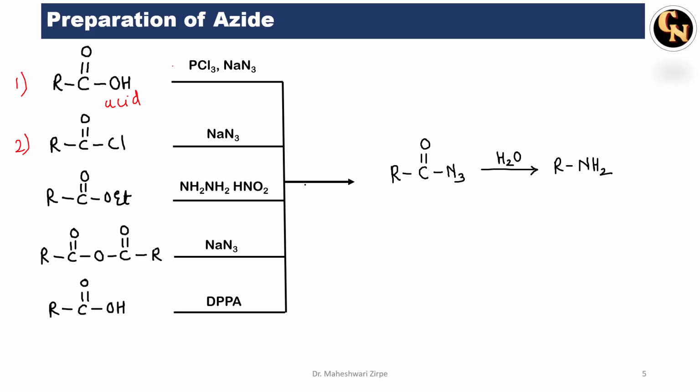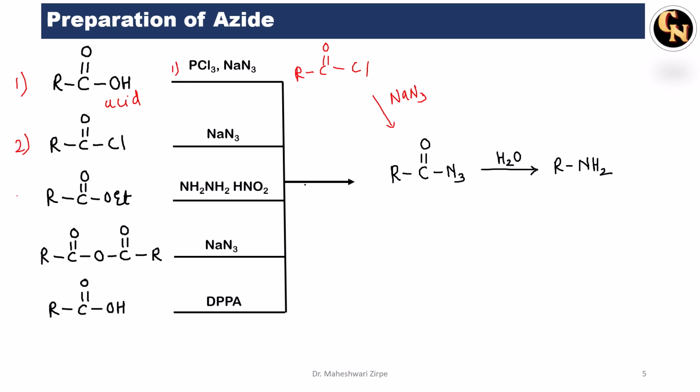Here we are going to react with two things, that is PCl3 and sodium azide. PCl3 will first convert the acid into R, C double bond O, Cl. That is the first step using phosphorus trichloride, and then it reacts with sodium azide to form isocyanate. Then the isocyanate will get converted into the amines, depending on the starting reagent used.